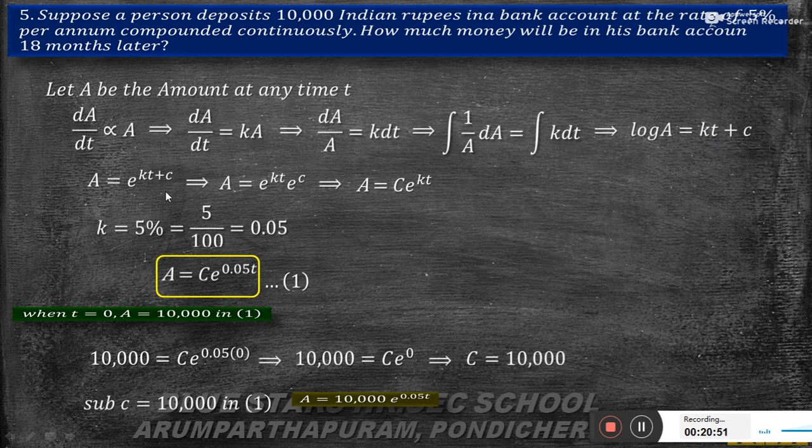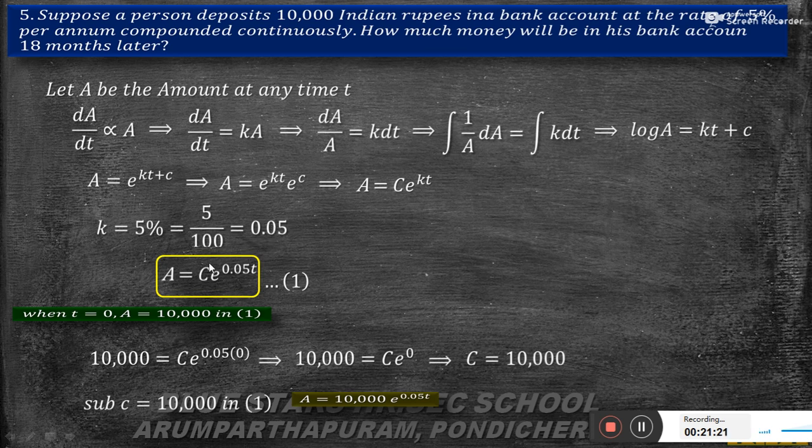The next step, I take the exponential on both sides. So e power log A equal to e power kt plus C. So A equal to e power kt plus C, which means A equal to e power kt times e power C. Therefore A equal to C into e power kt, where I take e power C as C. Now they give the rate equal to 5%. So I take k equal to 5 by 100, which is 0.05.